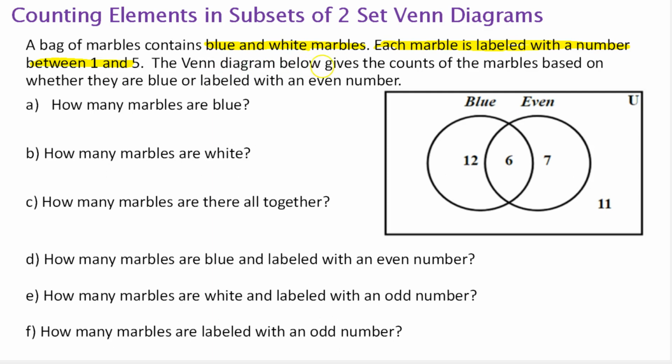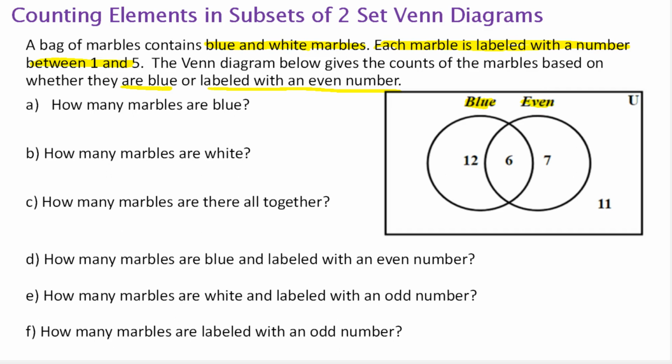The Venn diagram below gives the counts of the marbles based on whether they are blue or labeled with an even number. And now we're asked to find the different amount of marbles in each subset. Okay, so notice here this represents the blue marbles and this represents the even marbles. That's how we're choosing to label them.